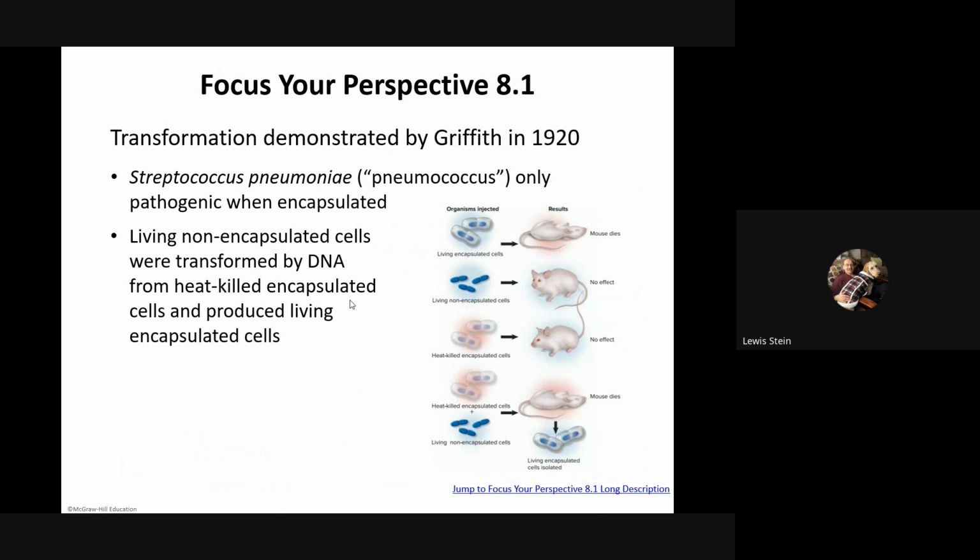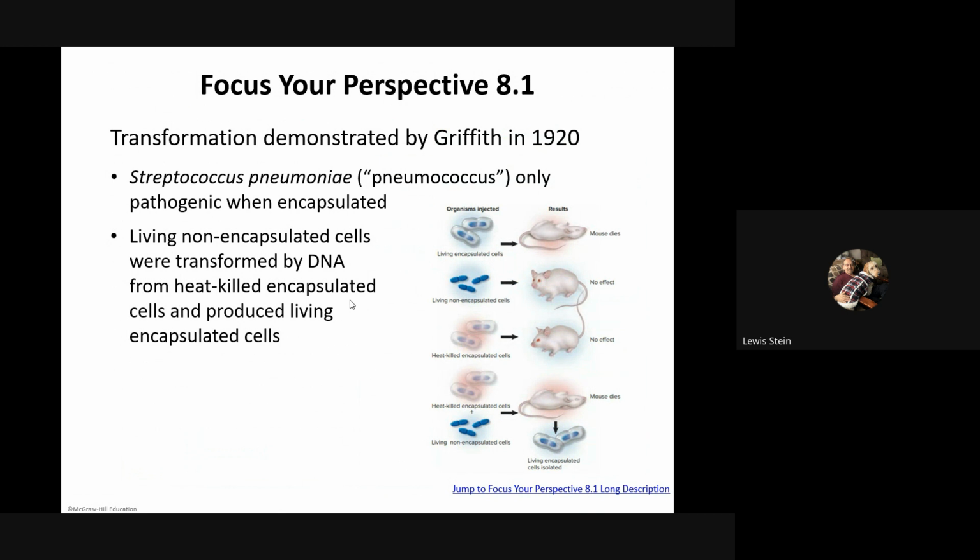Strep pneumonia, the most common cause of bacterial pneumonia. Okay, it's only deadly when it's got a capsule. One of the things. We injected that into the test animal, in this case, a mouse. No, it's not good for us. If you took the non-encapsulated strain, because they look different on the plates in the lab, that mouse is fine.